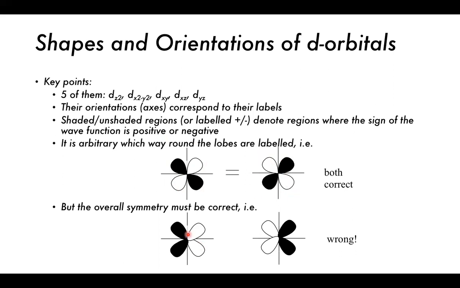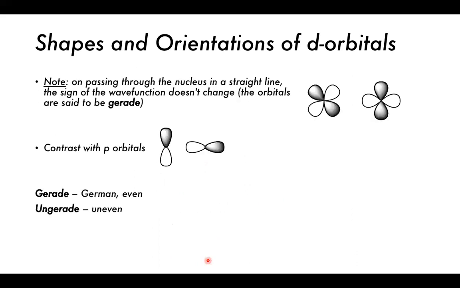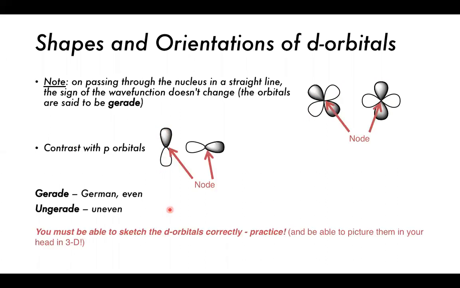But the symmetry does need to be correct. So for example, here and here, the symmetries are incorrect. The same color should be opposite each other. On passing through the nucleus in a straight line, the sign of the wave function will not change. The orbitals are said to be gerade. That's why this side and this side have to be the same, because whenever you pass from here to here in a straight line, the sign of the wave function should not change. And from here to here, it's the same thing. Across here, across here. Whereas with the p orbitals, the sign does change as you pass through the nucleus, and so we have a node there.